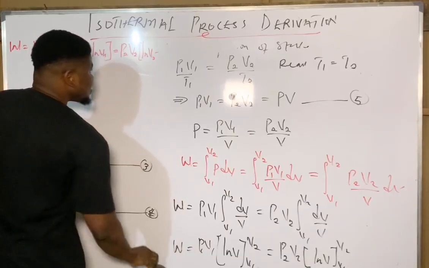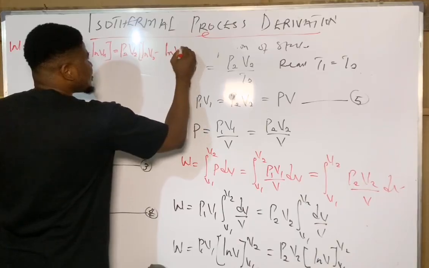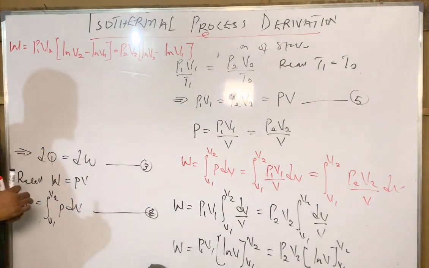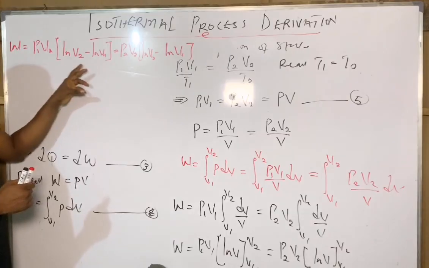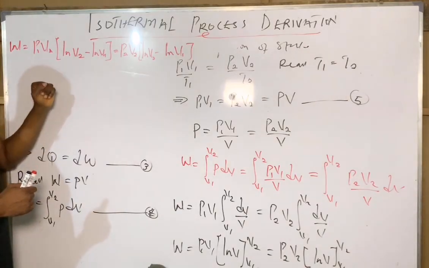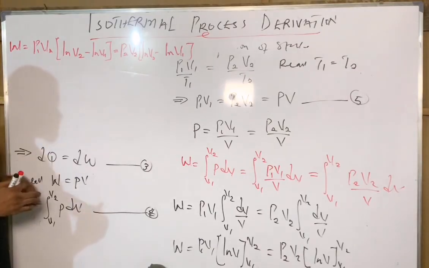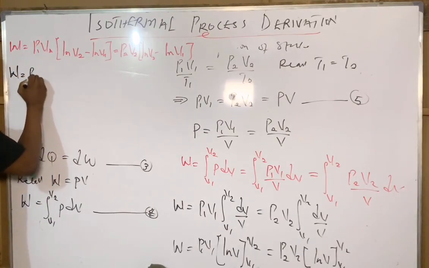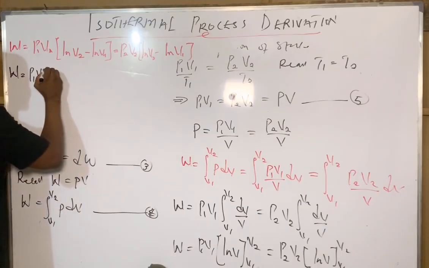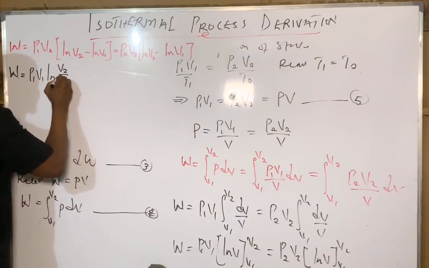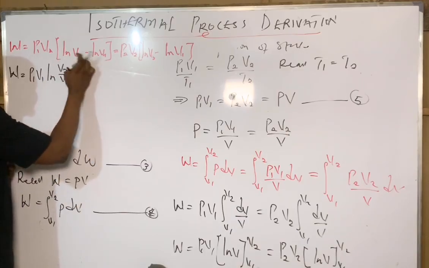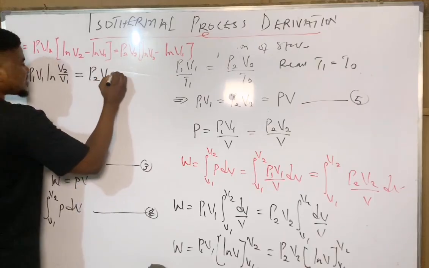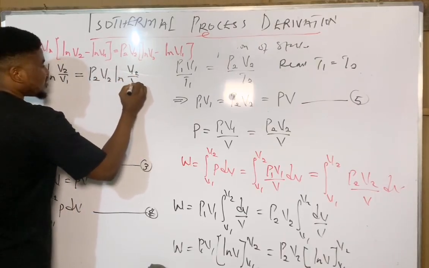Okay, minus ln V1, and we have this. Remember from the laws of logarithm, when you have two logs subtracting one another, it simply means you take one log and divide their numbers. So work done equals P1 V1 ln V2 over V1. Simply take one log and divide their numbers. And this is equal to P2 V2, same thing, ln V2 over V1.